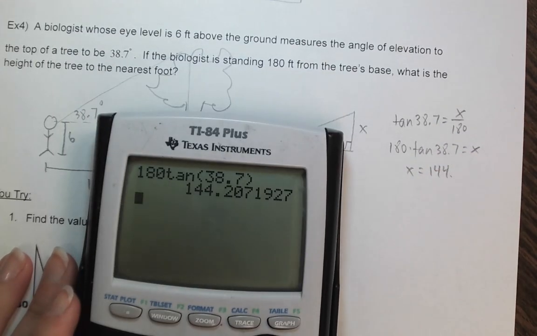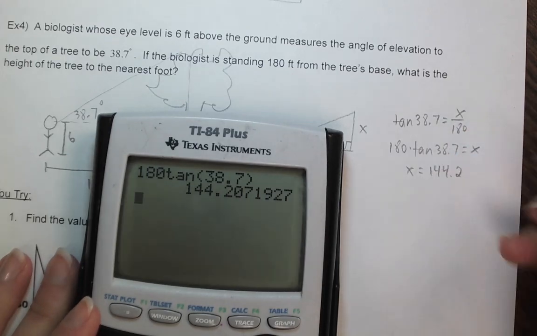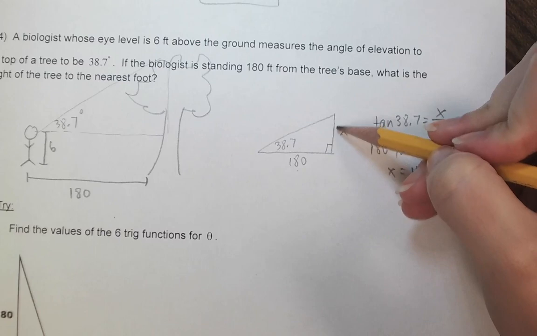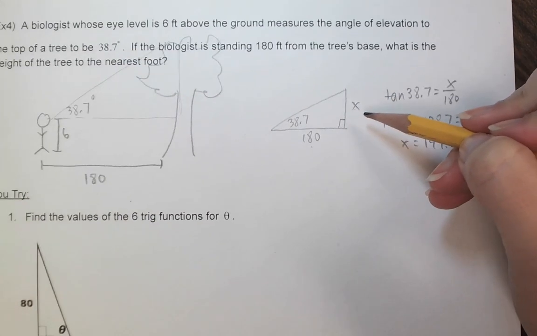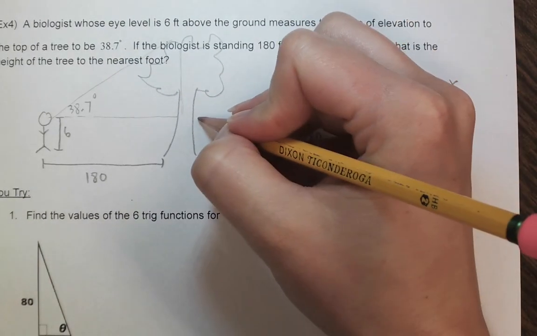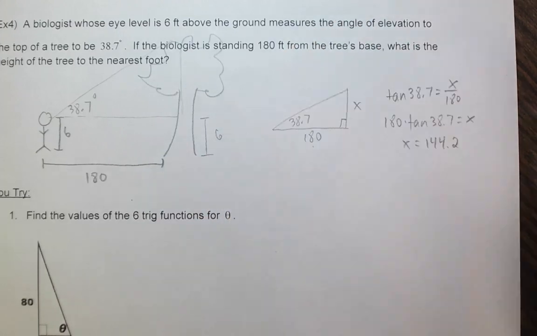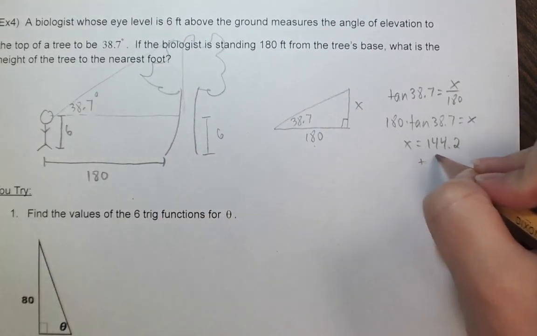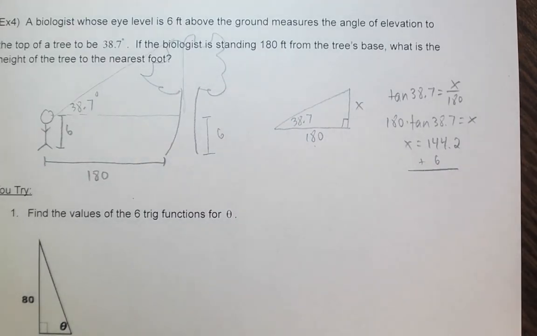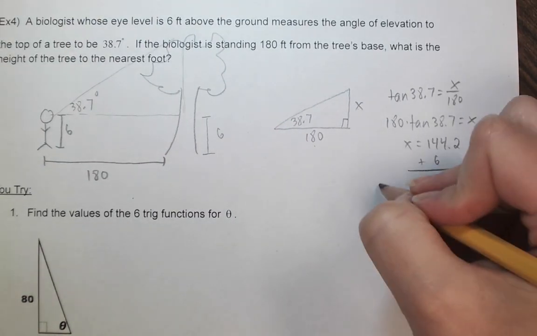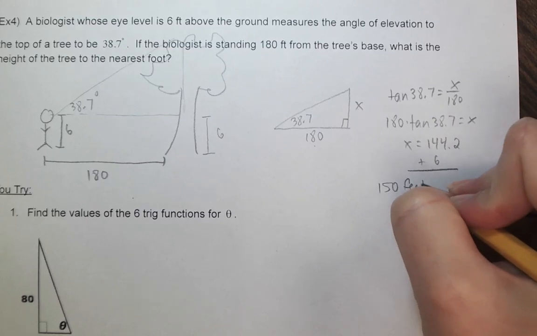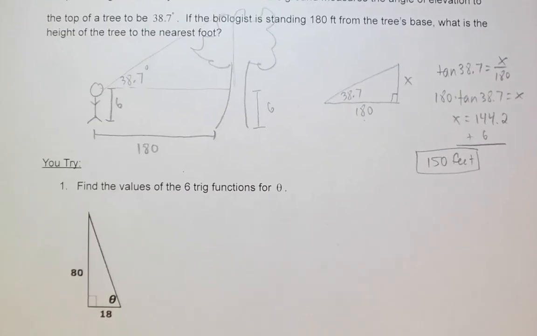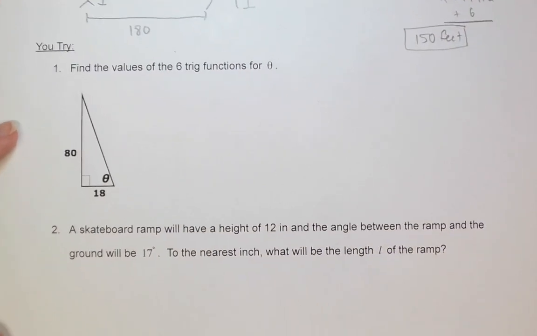Does this say to the nearest foot? It does say to the nearest foot. Okay, so we'll round that at the end. So what I just found was this length. But if we want the whole height of the tree, there's another 6 feet on the bottom there. So I'm going to add 6 to that, which would give me, to the nearest foot, 150 feet. Alright, so you've got the last 2 there.